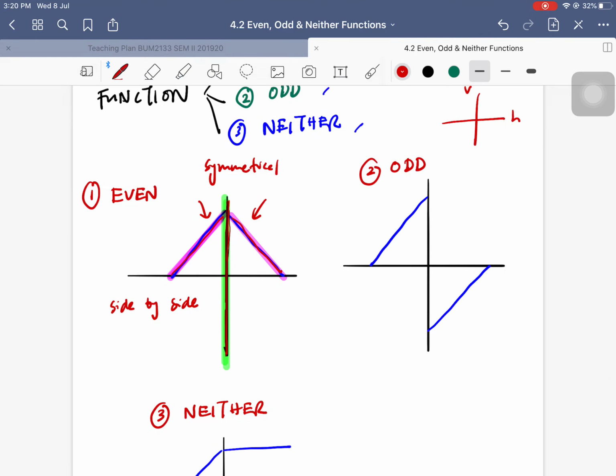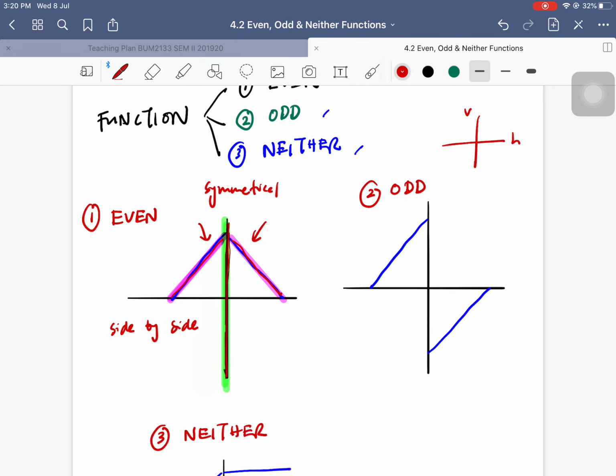Okay, then number 2 over here. This is going to be an example of an odd function. The feature is that you can have one line at the top, and the other line is going to be at the bottom. The other line, separated by the axis, will be at the bottom. That is a characteristic of an odd function.